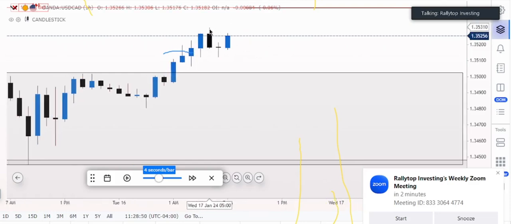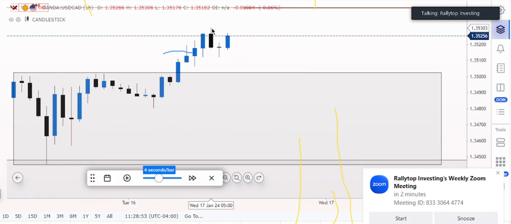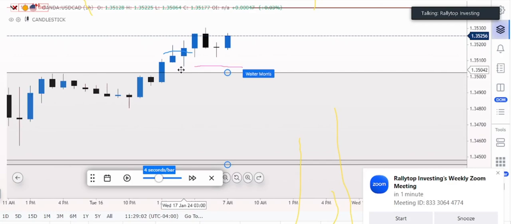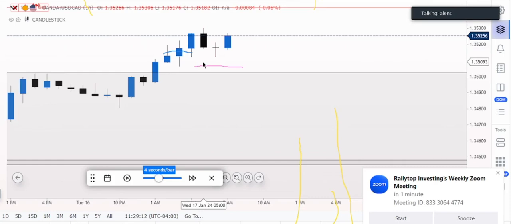If this high is to be confirmed, where is our inducement? There is a fair value gap here, right? You see that? Where is our inducement for this high to be confirmed? Can this be the IDM? Can you see my cursor?